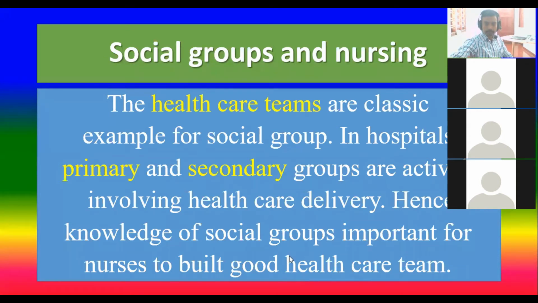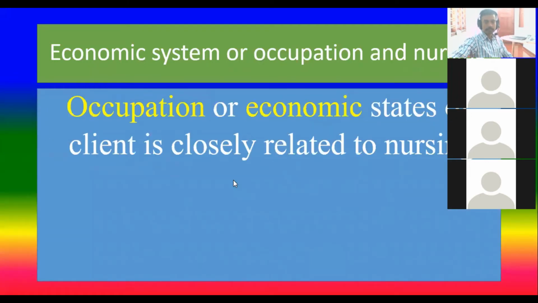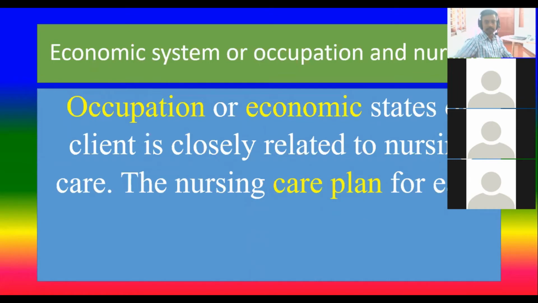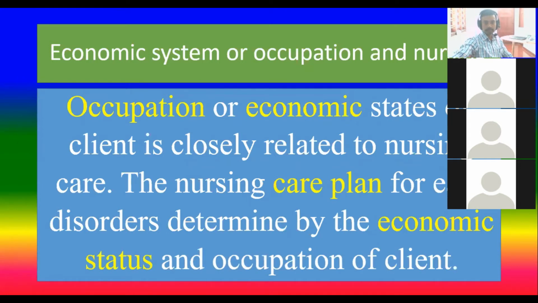The term is healthcare team. Then economic system or occupation and nursing. The economic status of the client is closely related to nursing care. The care plan is based on that, whether the client is poor or illiterate. Then the occupation of the client, their job.